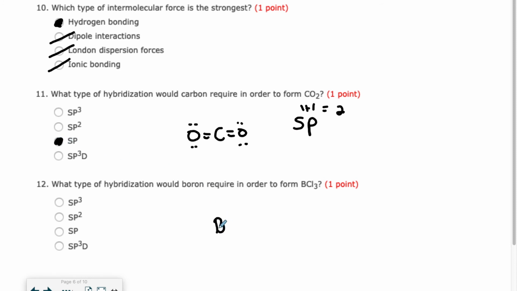If I look at something like BCl3, this one has three bonding directions, and there's no lone pairs on the central atom. Well, if I'm going to have these three bonding directions, I'm going to need an s orbital, and this time I'm going to need two p orbitals, because 1 plus 2 equals my three potential bonding directions. So this one is going to be sp2 hybridization.